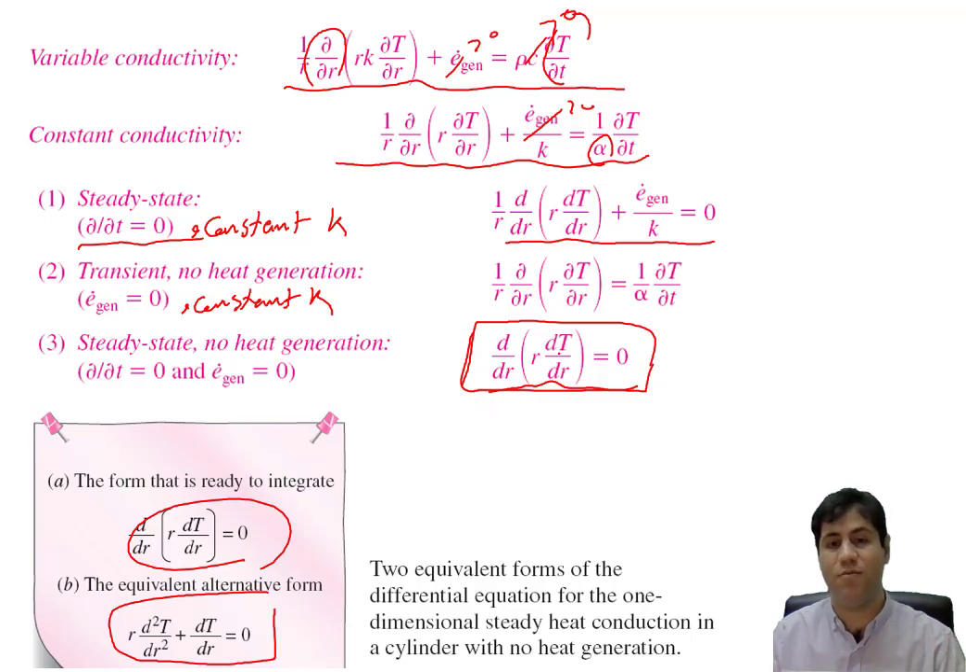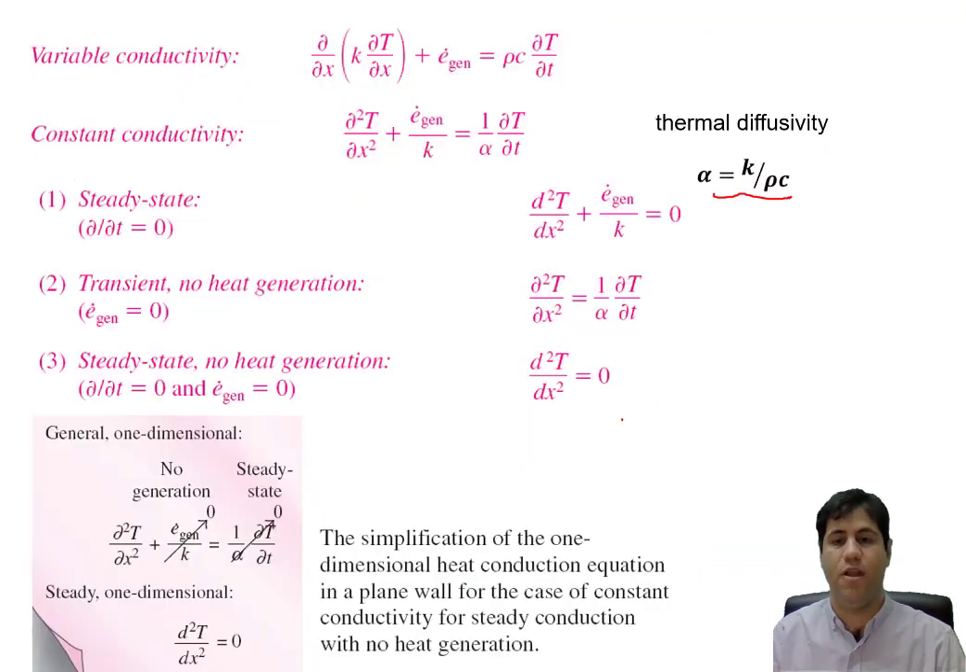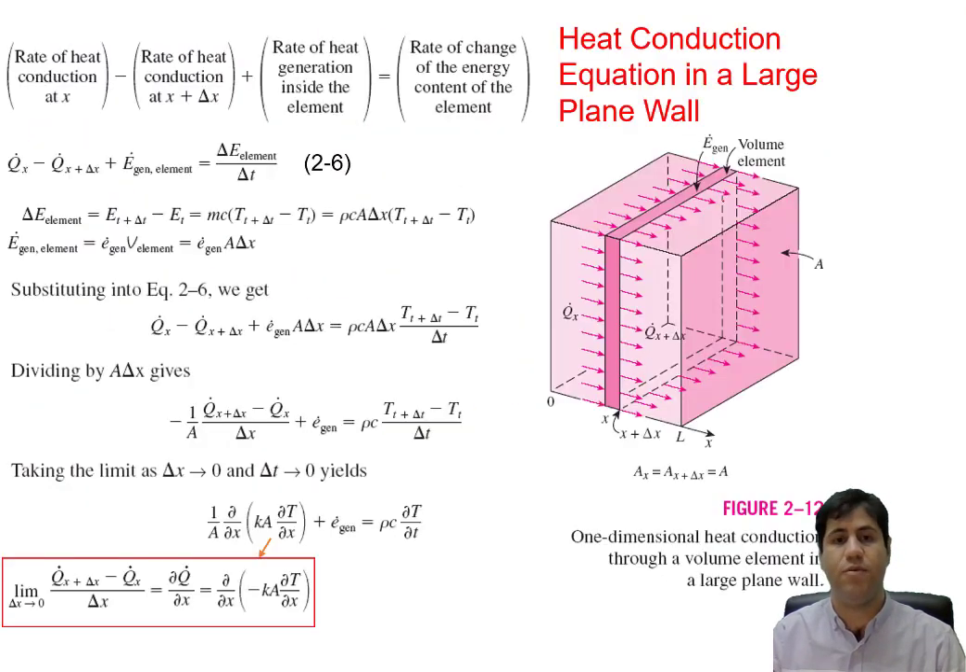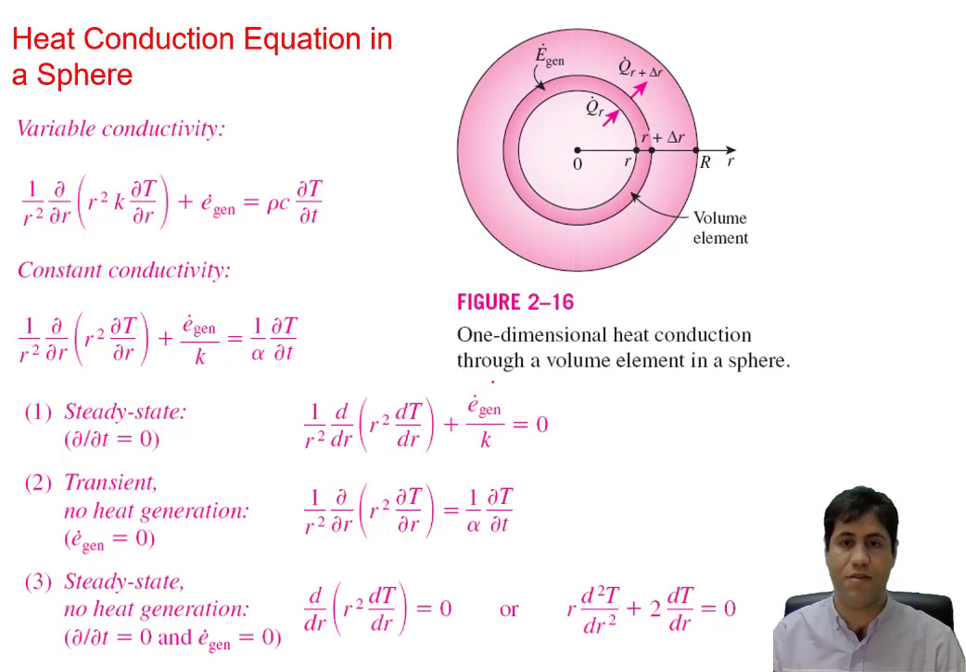How can we solve them? By this equation we can find temperature at each point of this cylinder, for example. By this equation, we can find temperature at each point of the plane wall. Up to here, we have just developed the equation in these two coordinate systems. Next, we will develop the equation for the spherical system with the same procedure. I'm not going to go into the detail of that.